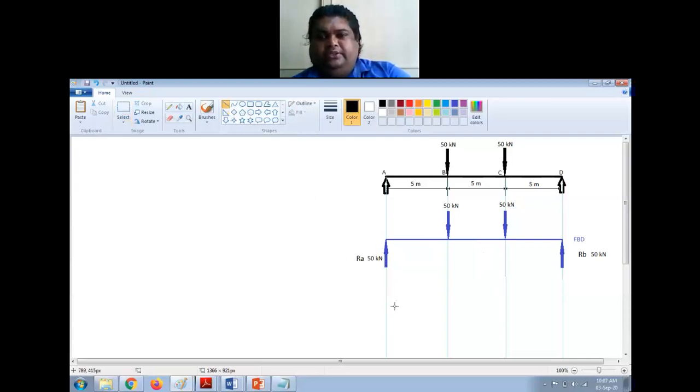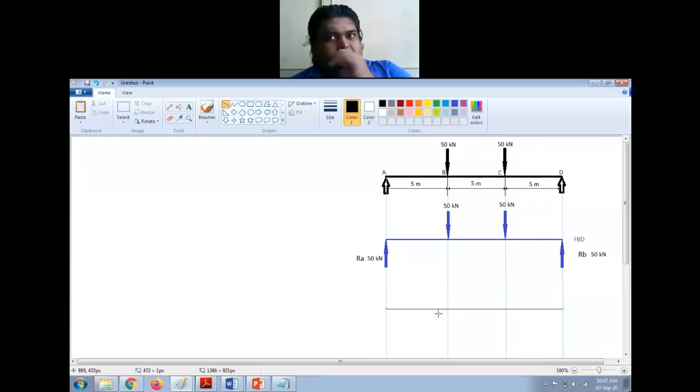For drawing the shear force diagram, first I'll draw a reference line like this. Like I said yesterday, whenever you're drawing the shear force and bending moment diagrams, you start from a fresh page from the top, because you will have 3-4 diagrams which will come one below the other, and these lines will help you draw it properly.